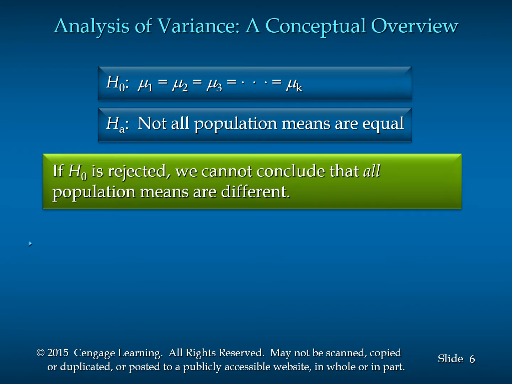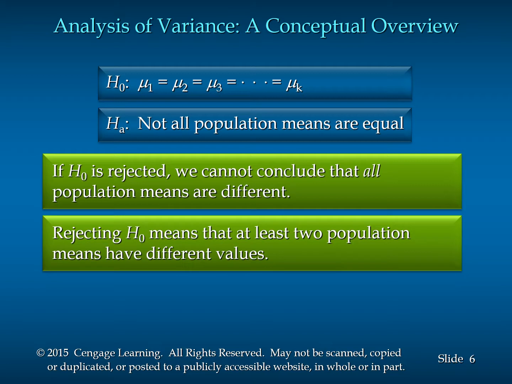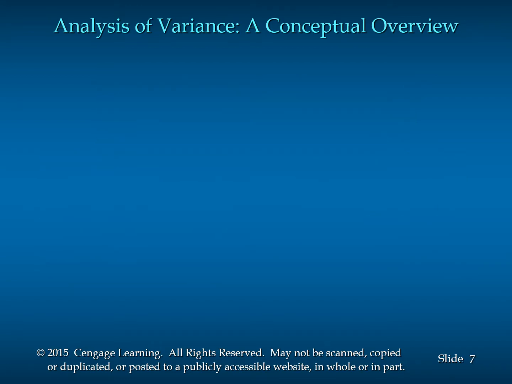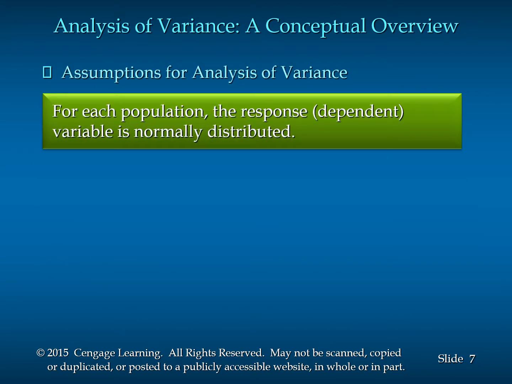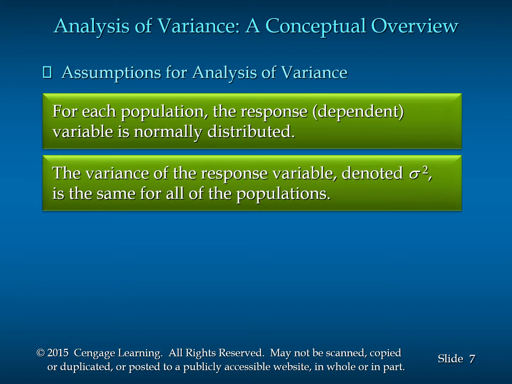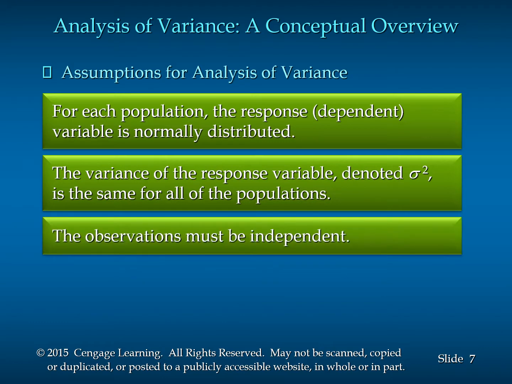If we reject the null hypothesis, we cannot conclude that all the means are different. We can only conclude that at least two population means have different values. The key assumptions that allow us to use ANOVA: for each population, the response or the dependent variable is normally distributed, the variances of all the populations are the same, and the observations are independent.